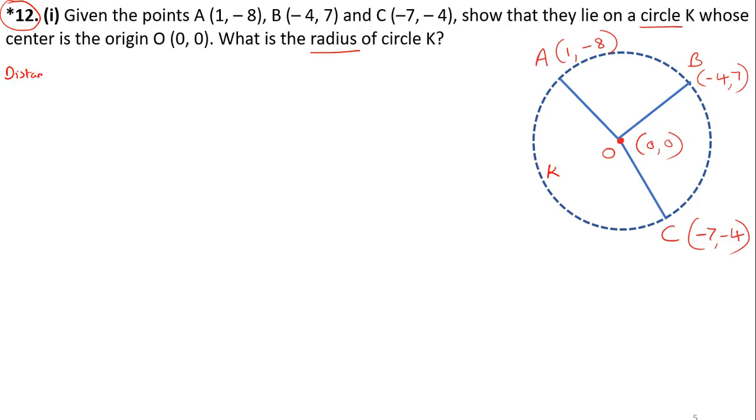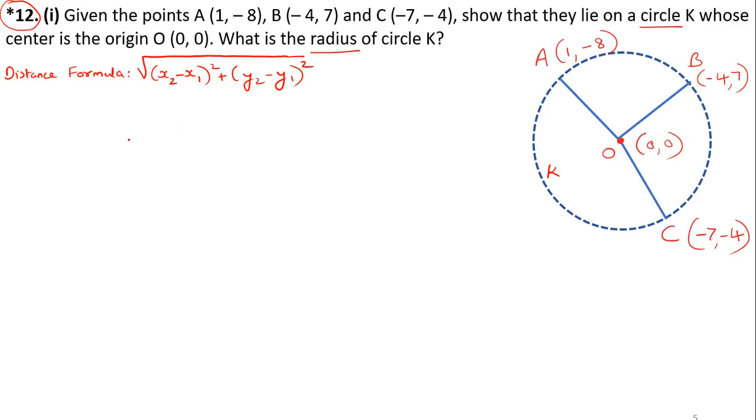So what is the distance formula? We will write the formula once. It is the square root of (x2 minus x1) the whole squared plus (y2 minus y1) the whole squared. So this is the formula.